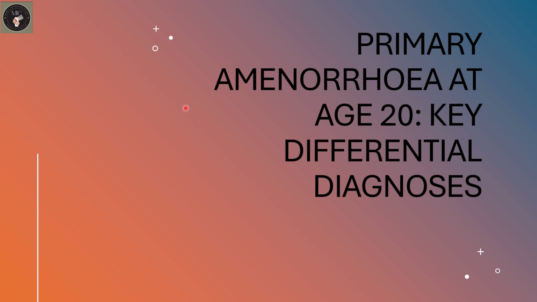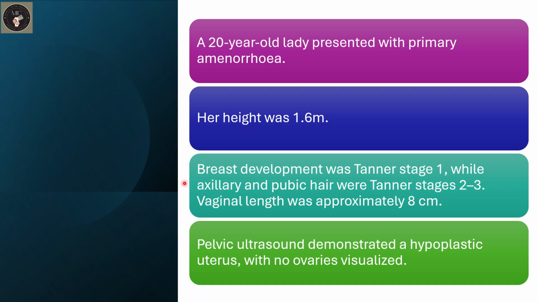In this presentation, we shall look at the key differential diagnosis in a 20-year-old who presented with primary amenorrhea. Her height was 1.6 meters. Breast development was Tanner 1, while axillary and pubic hair development were Tanner 2 to 3. Vaginal length was approximately 8 centimeters. Pelvic ultrasound demonstrated a hypoplastic uterus with no ovaries visualized.